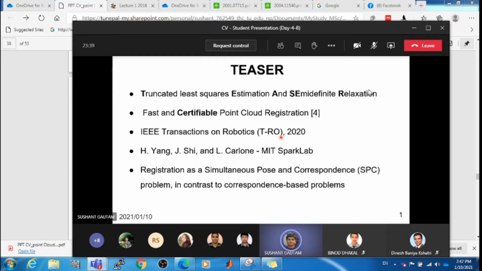Pose, like posing for a selfie, means orientation. The authors try to solve the 3D point cloud registration problem as a simultaneous pose and correspondence finding, SPC, problem. Note this term SPC also. We will also need it at last.